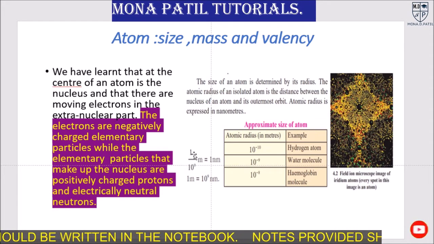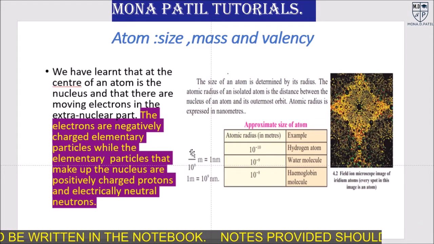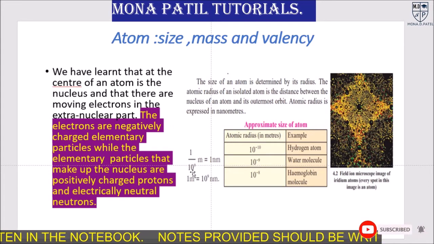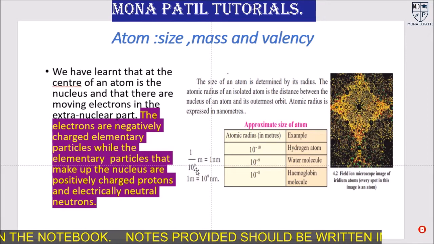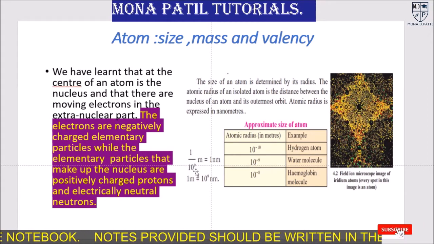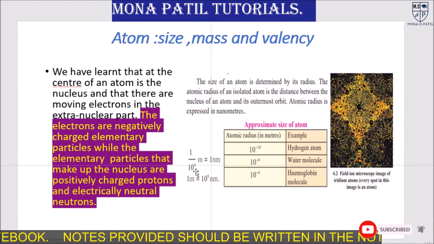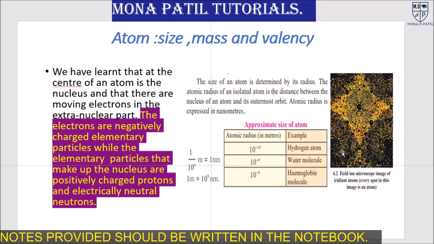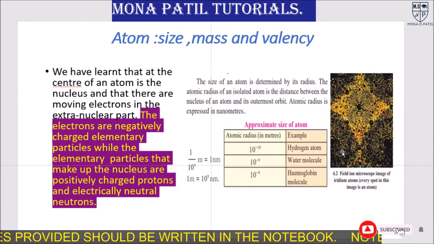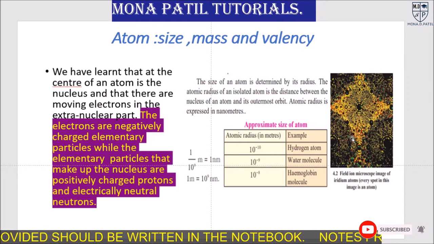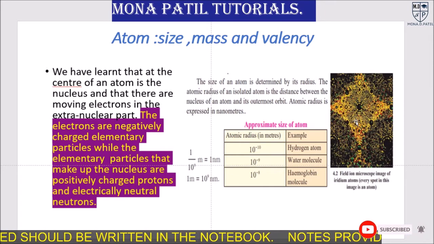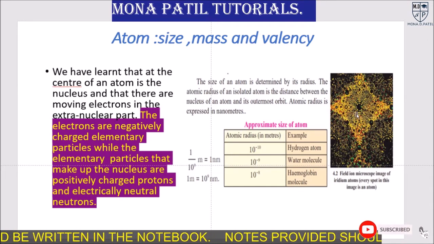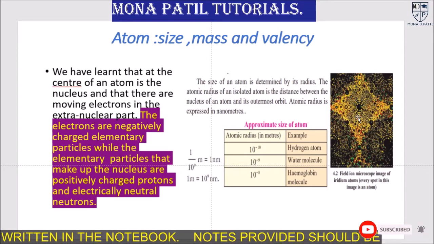It means how many times you divide the number 1: you divide it by 10 raised to 9. So you can imagine how small these atoms are. Here a photograph has been given, a field ion microscope image of iridium atoms. Every round spot you can observe in this image is an atom. This is the image as taken from the microscope.